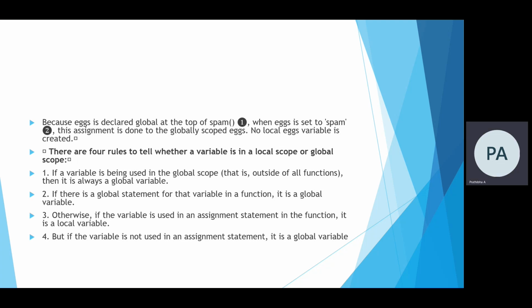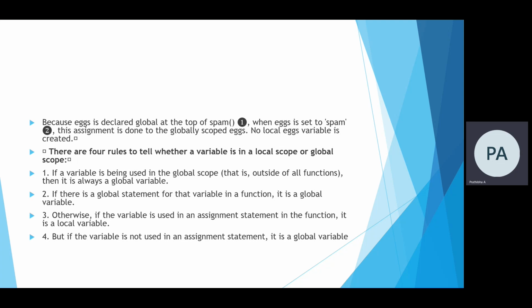There are four rules to tell whether a variable is in a local scope or global scope. If a variable is being used in the global scope, then it is always a global variable. If there is a global statement for that variable in a function, it is a global variable. Otherwise, if the variable is used in an assignment statement in the function, it is a local variable. But if the variable is not used in an assignment statement, it is a global variable.